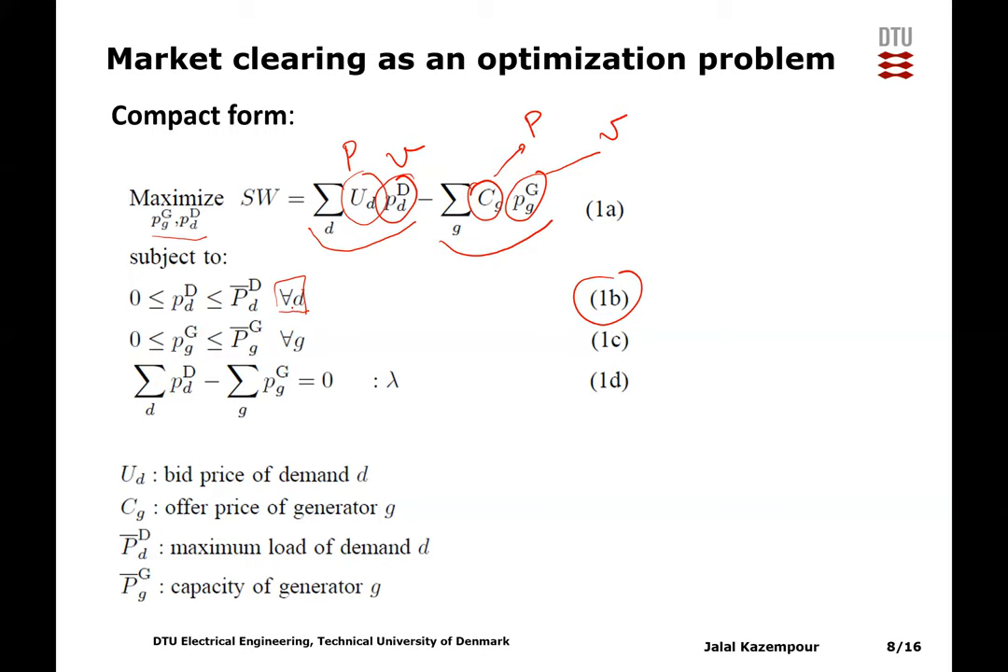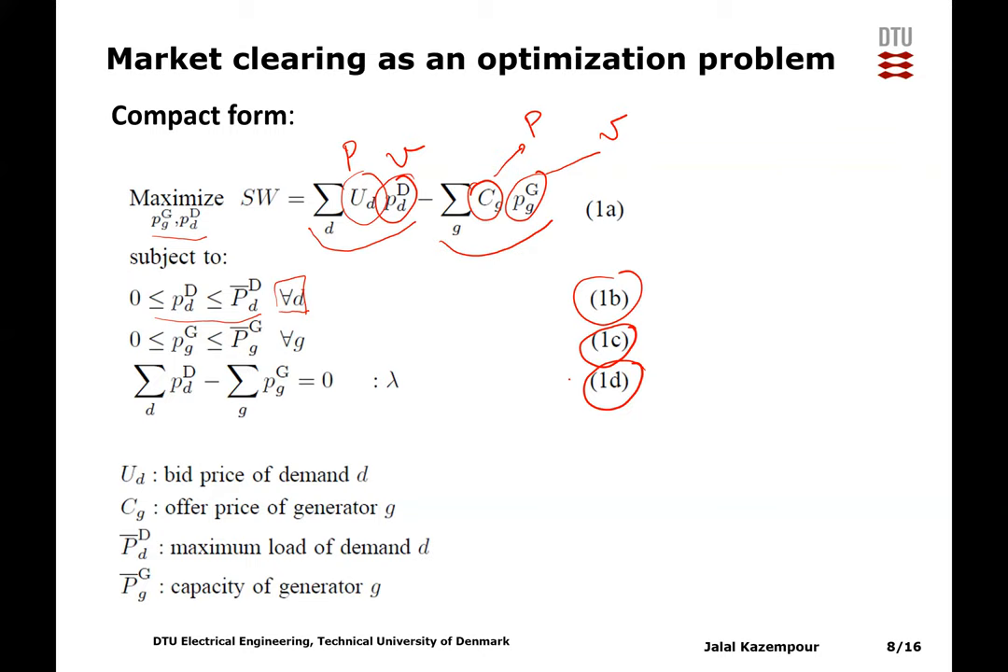For each demand D. If we have 10 demands, how many constraints like 1B do we have? 10. Yes, if we have 10 demands, we have 10 constraints like 1B. So it's one constraint per demand. Yeah, so this is the demand consumption being non-negative and lower than or equal to the maximum demand. What about 1C? Again, it's the operational limits for each generator in the set G. Exactly, and 1D? 1D is a single constraint again. Yes, for the total demand-supply equilibrium.